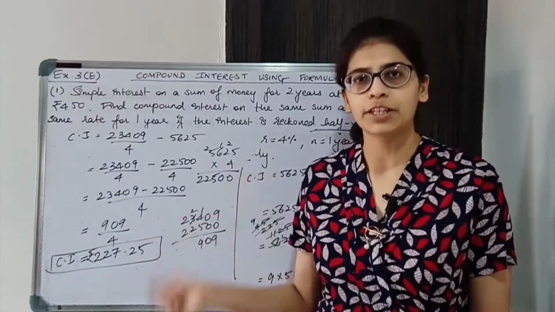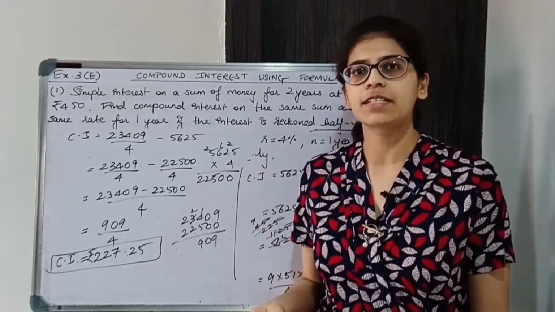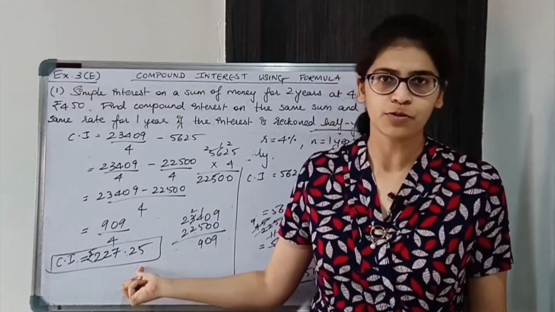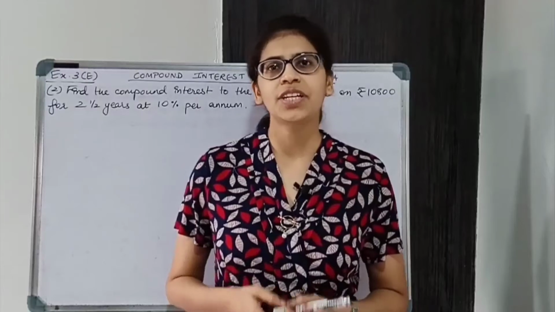Box the answer, don't forget the rupee symbol, and write down the final statement. The compound interest on the same sum is rupees 227.25. Let's read the next question.